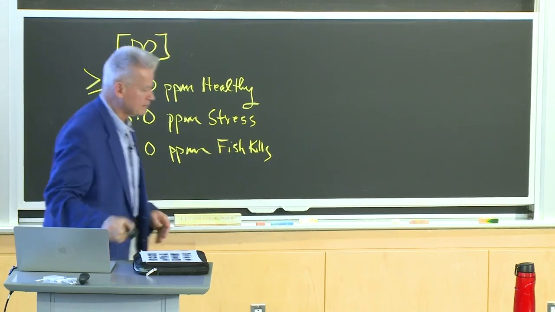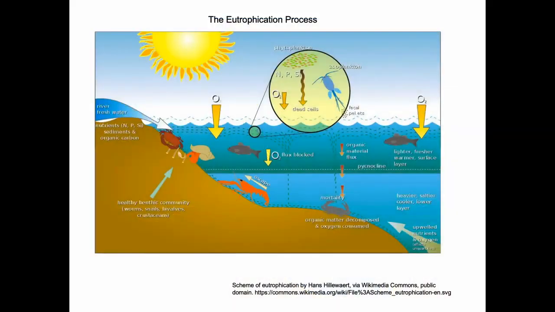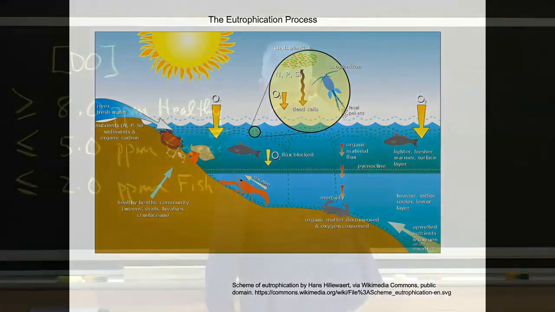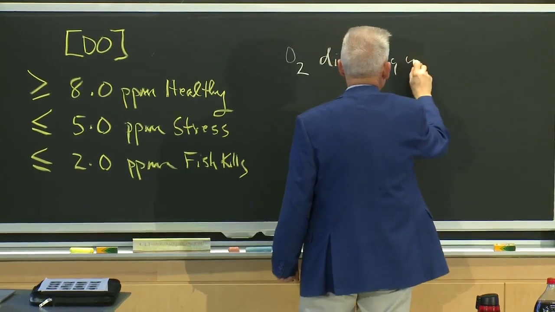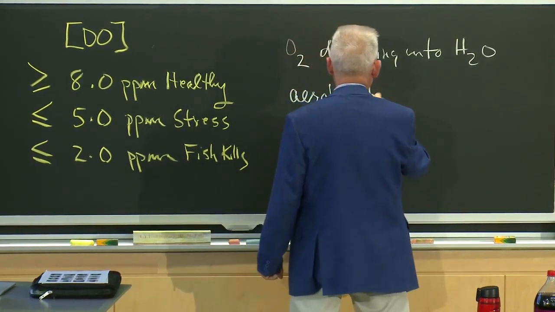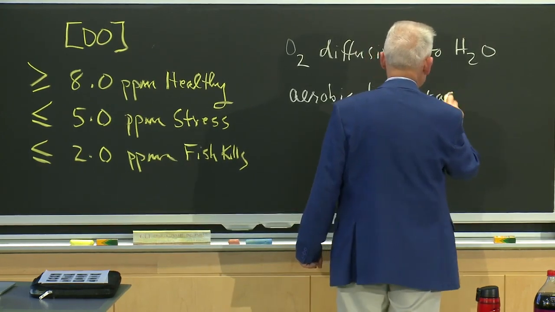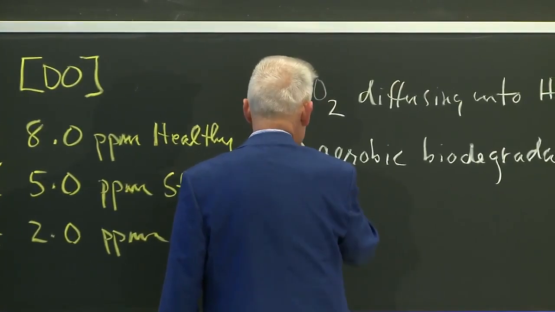So let's take a moment to actually see how this oxygen gets into the water. And this is the big picture. If you look at this, you've got two processes going on. You've got the oxygen coming in from the atmosphere, diffusing into the water system. You also have, down below, aerobic biodegradation taking place. These are the two main processes that are taking place.